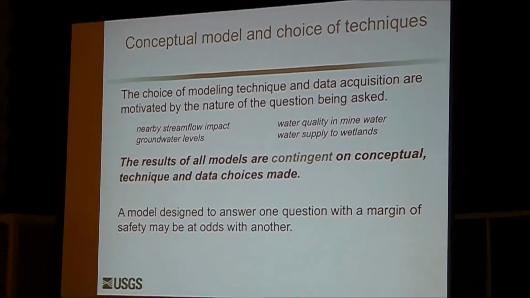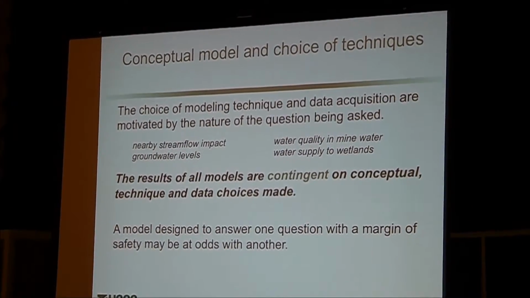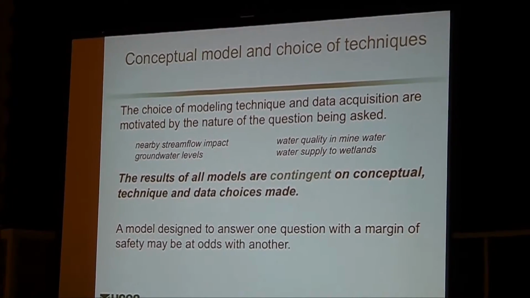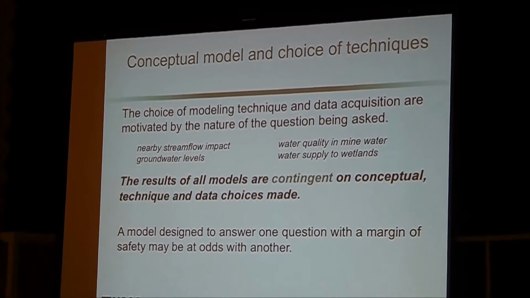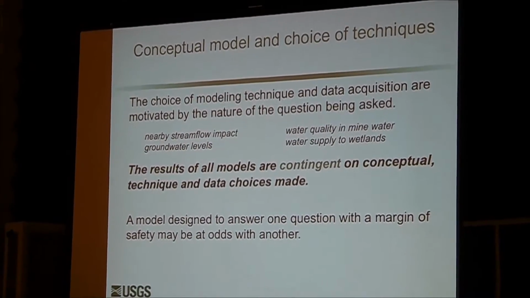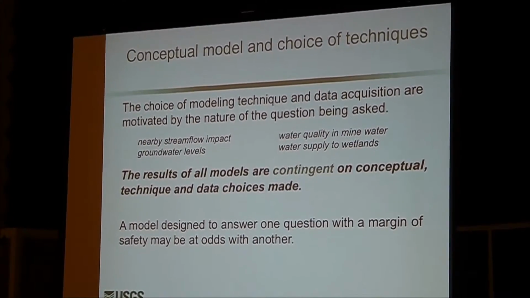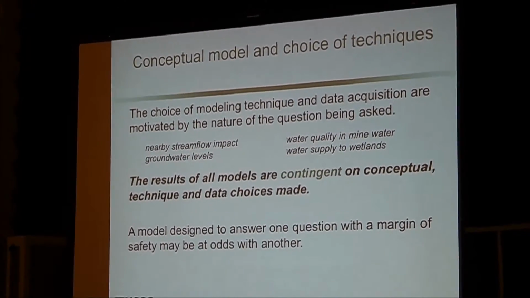So that was a whole lot of spaghetti. The point is, to have a margin of safety for one question, it may actually contradict the margin of safety for another question. So one model, or one kind of setup of a model, is not necessarily appropriate for every question you want to answer.